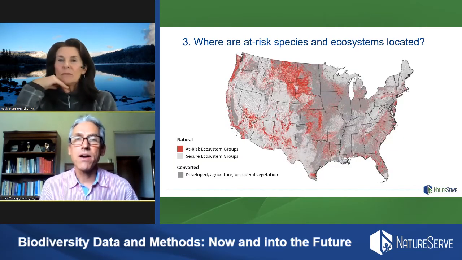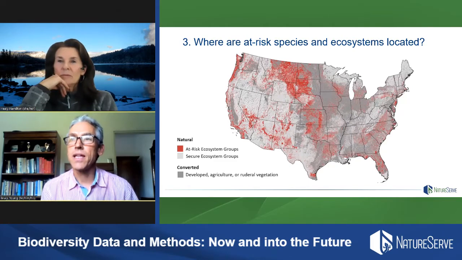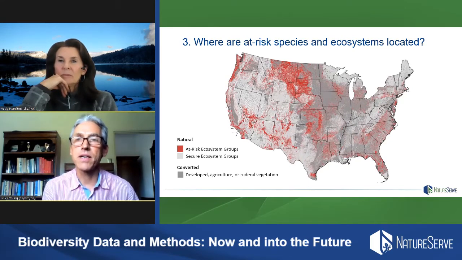The next question is, where are at-risk species and ecosystems located? Here we're answering this question at the ecosystem level. The red on this map shows where NVC groups have been ranked as at risk of ecological collapse. A huge area of the country has already been completely transformed. That's the dark gray. The lighter gray is where ecosystems are less at risk. So here we see a spectrum of management needs from light gray to red to dark gray.